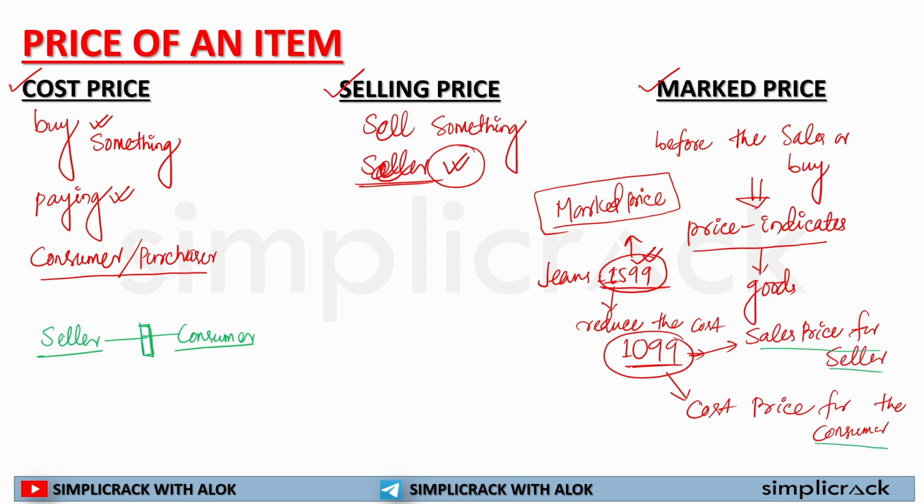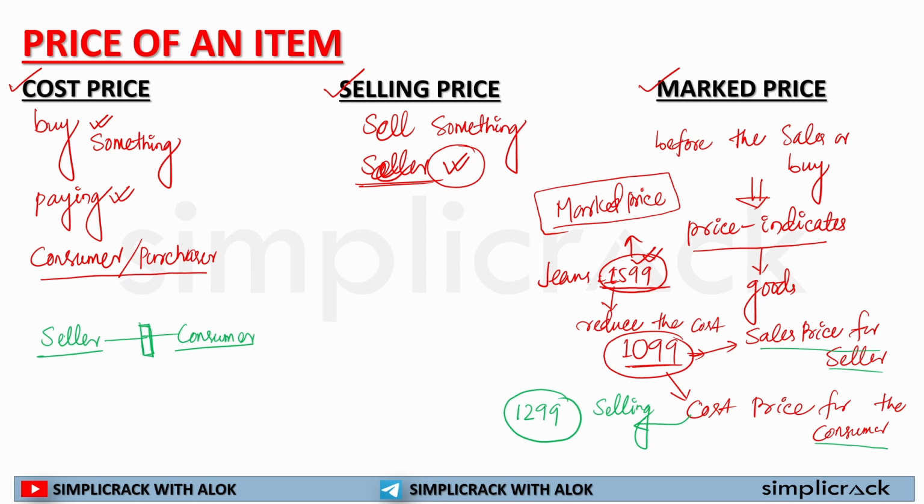But for an example, you have purchased these jeans at 1099, but now you are selling these jeans to someone, your friend, at 1299. So you are selling. So whoever will be selling something, the sales price will be associated with him. Whoever will be purchasing something, the cost price will be associated with him.